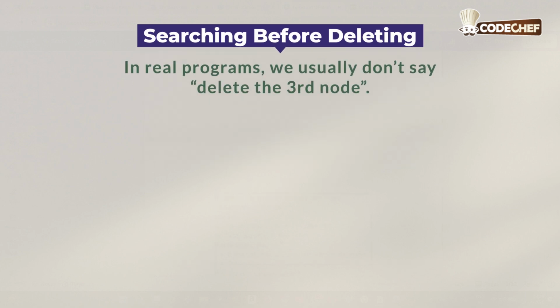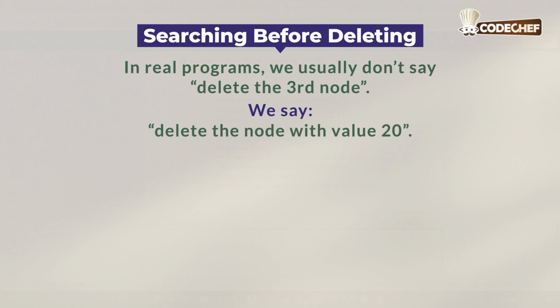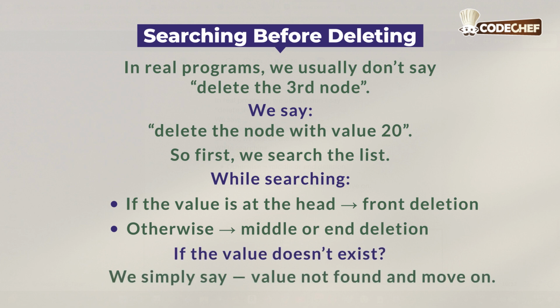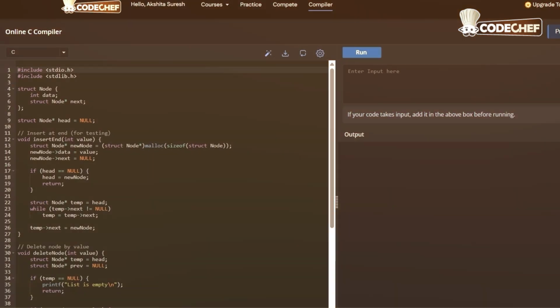Searching before deleting. In real programs, we usually don't say delete the third node. We say delete the node with value 20. So first, we search the list. While searching, if the value is at the head, we execute front deletion, otherwise middle or end deletion. If the value doesn't exist, we simply say value not found and move on. Now let's look at a very simple example.